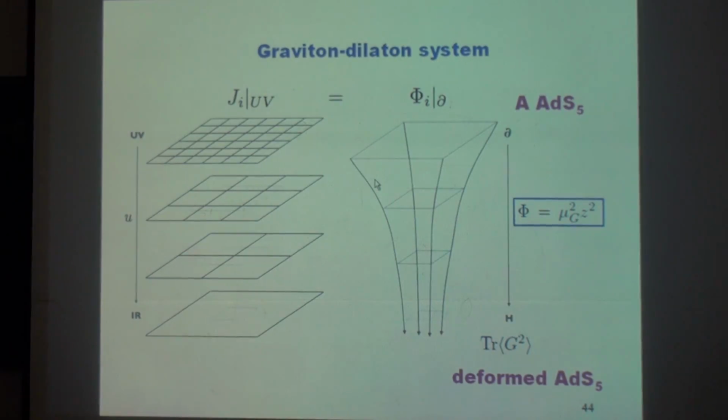For this pure gluon system, our graviton-dilaton system looks like this. At UV, it's asymptotic AdS5. But at IR, we introduced a gluon condensate, and of course this gluon condensate is represented by the dilaton field squared.